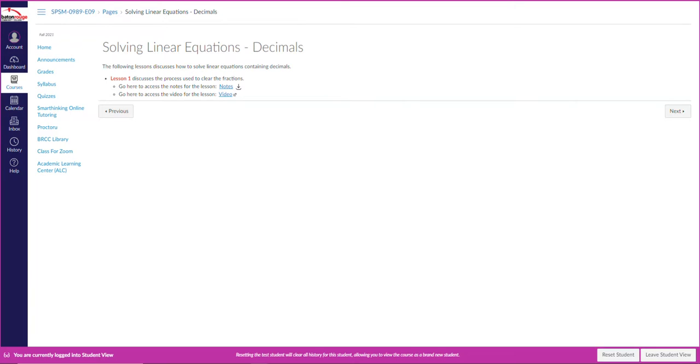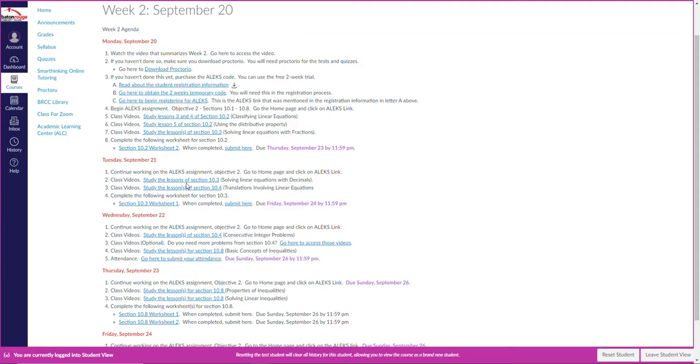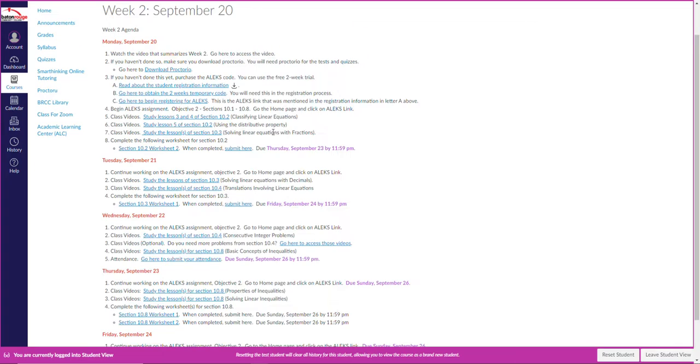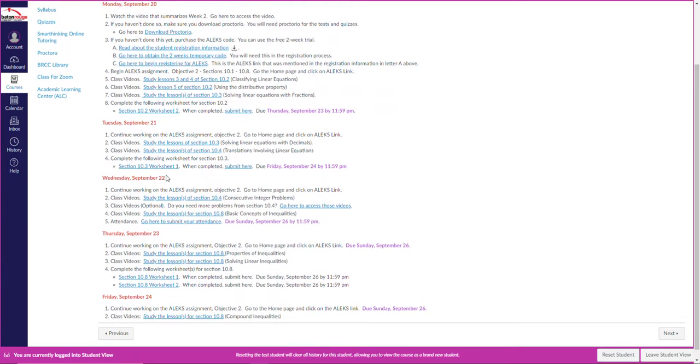All right, so I'm going to go to the back arrow, and then item 3 videos is where you start talking about application problems. Those are not difficult. So when you get to section 10.4, just make sure you look at lesson 1. Now this part says if you need more examples, then go to lesson 2. Okay, let me go back to the back arrow.